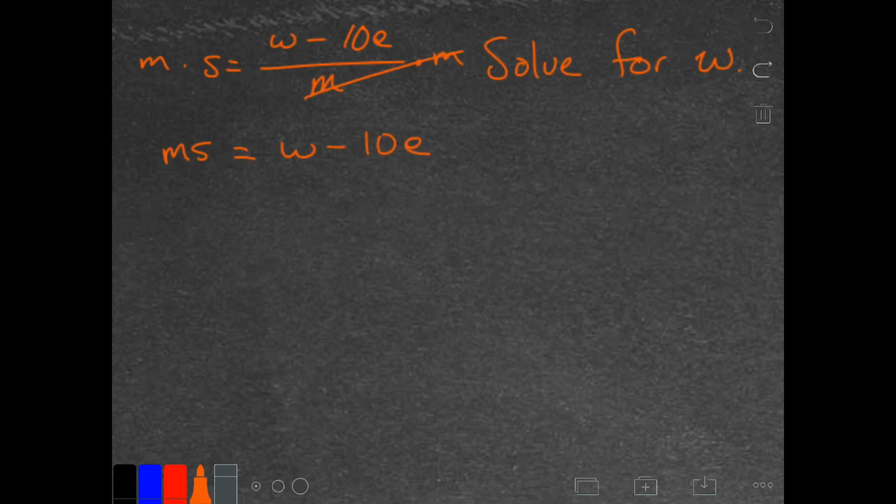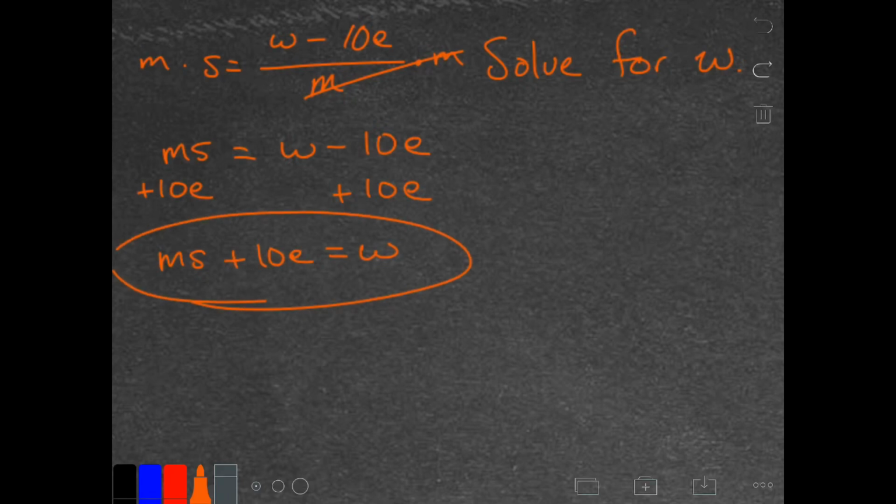We want to get W by itself. So even though this is 10 times E, we don't have to divide anything here. This is a whole separate term from W, so let's just add 10E to both sides. What are we going to have on the left-hand side? Well, MS plus 10E equals W. And that is it. We got W by itself. We don't have to do anything else.